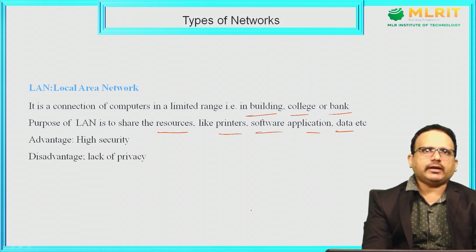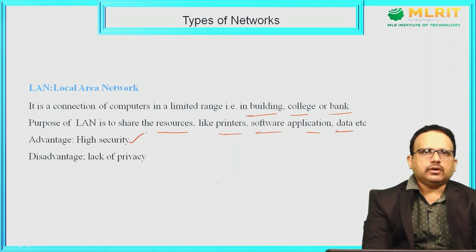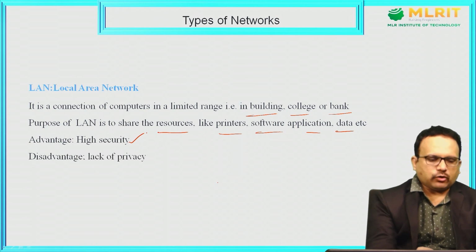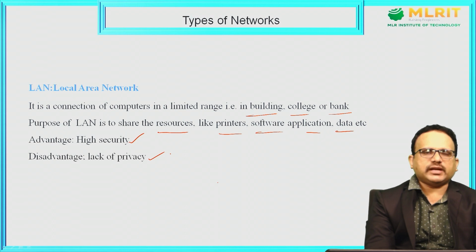Coming to the advantage of the local area network, it has high security. As it has a limited number of systems and is confined to a specific area, we have high security. The disadvantage of LAN is privacy. Once data is transmitted to a particular system, it reaches all the systems in that network. So we lack privacy. That is one of the disadvantages of the local area network.